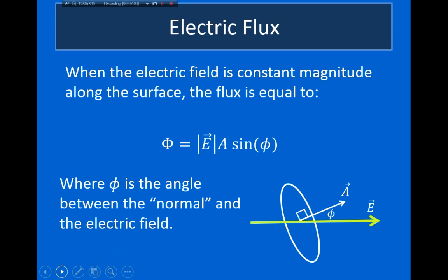And so it turns out that the electric flux is just equal to this formula down here. The electric flux is equal to the magnitude of the electric field times the surface area times cosine of this angle phi. And this angle phi is the angle between the electric field and the direction that is perpendicular to the surface. So when this surface is perpendicular to the electric field, these two arrows will be pointing in the same direction, and so this angle will be 0.